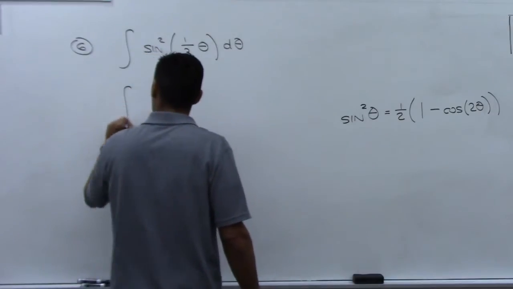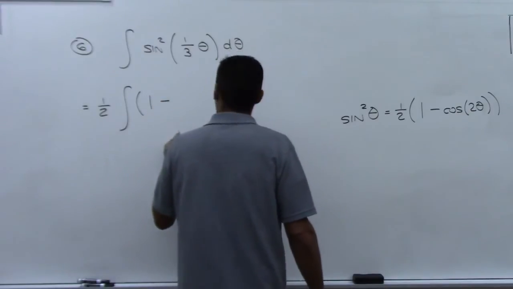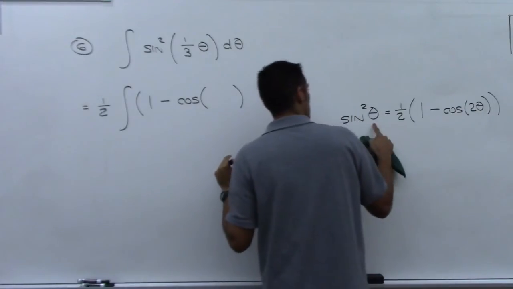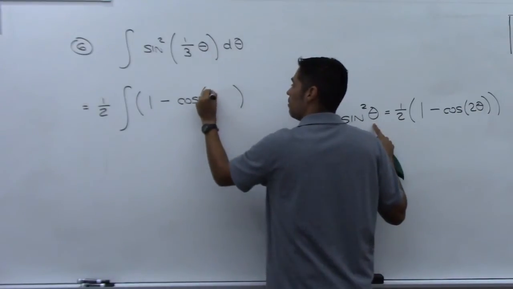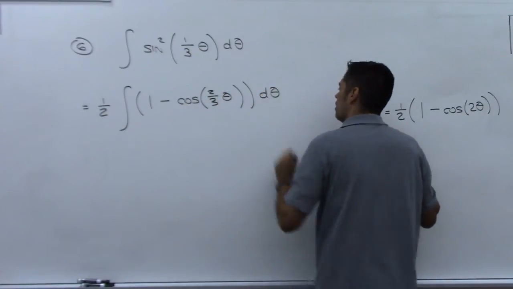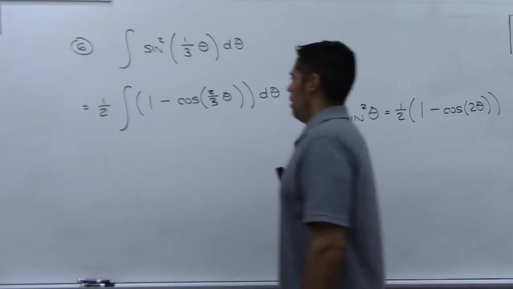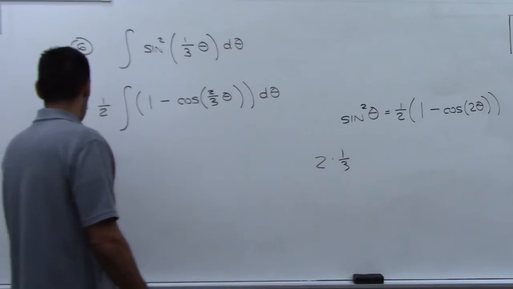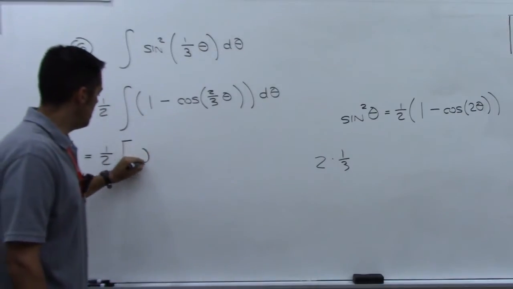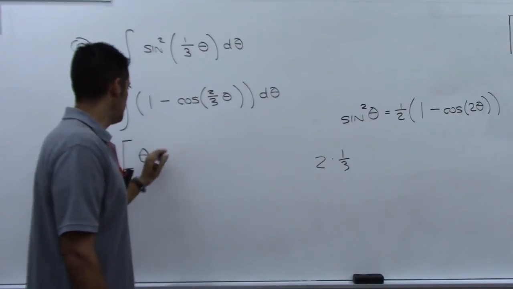So this becomes the integral, I have a 1/2 that comes out, 1 minus cosine of 2 times whatever angle was here. So just 2 times that, which is 2/3 theta, d theta. So I just double the angle, right? 2 times 1/3, that's 2/3. And now, again, I can integrate this with relative ease. 1/2 here. The antiderivative of 1 is theta. The antiderivative of cosine is sine, and I have a minus here.